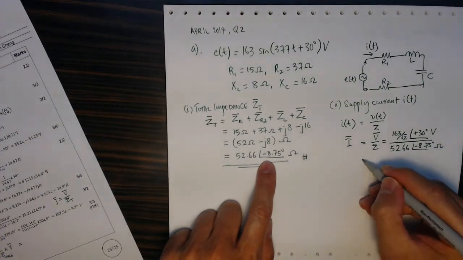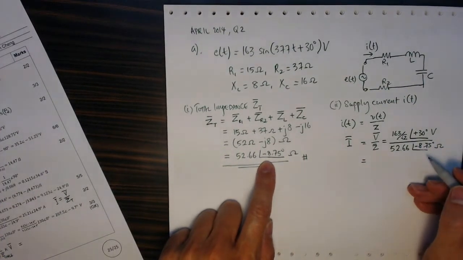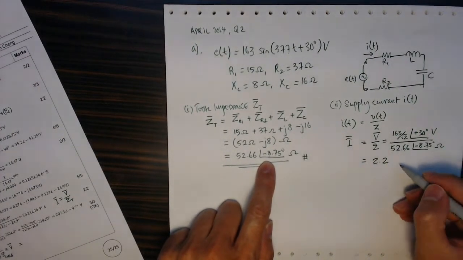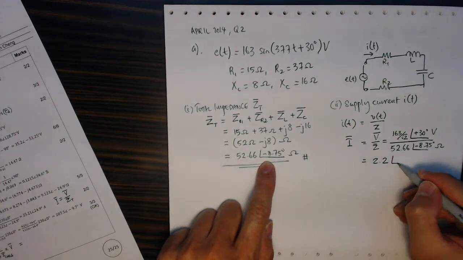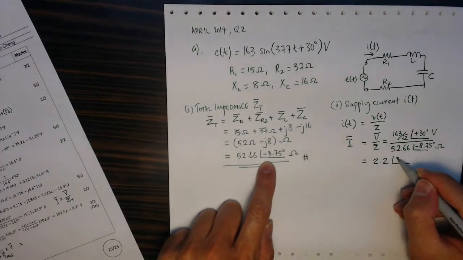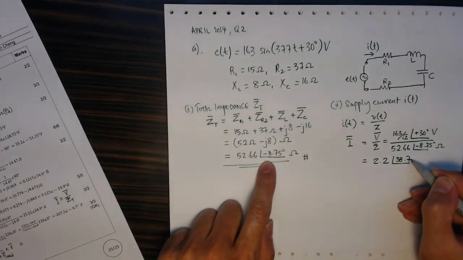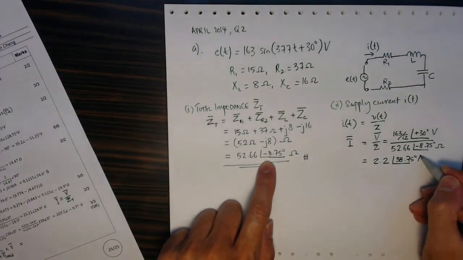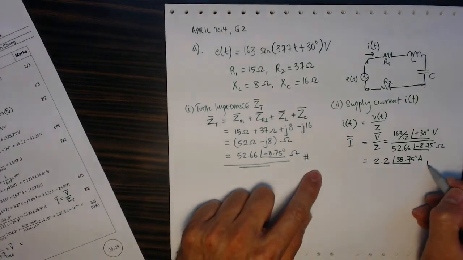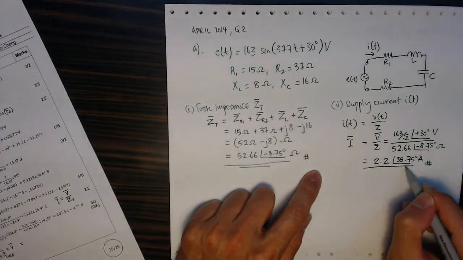Oops. That gives me 2.2 at an angle of 30 minus a minus, so it becomes 30 plus, so it's 38.75 degree ampere. Right, so this is one part of the required answer.